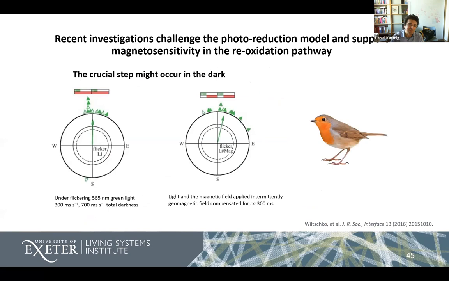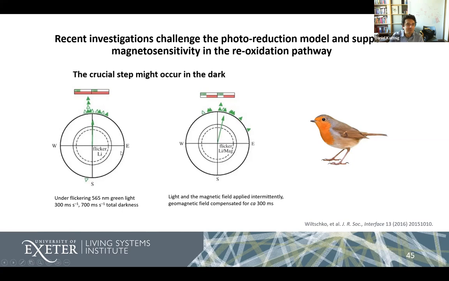I would also like to mention, and that is probably preparing for Margaret's talk, that this model that I've shown you now, the one that is based on the photoreduction, is not the only pathway that is being discussed in the context of cryptochrome. Also the reoxidation, for example, is actively pursued. And this is motivated by experiments like the one shown here that use flickering light.